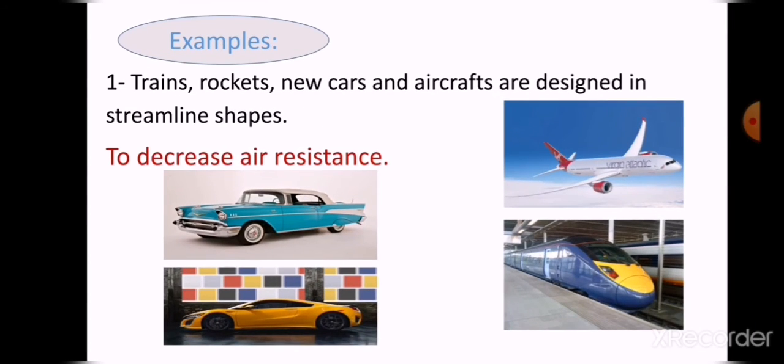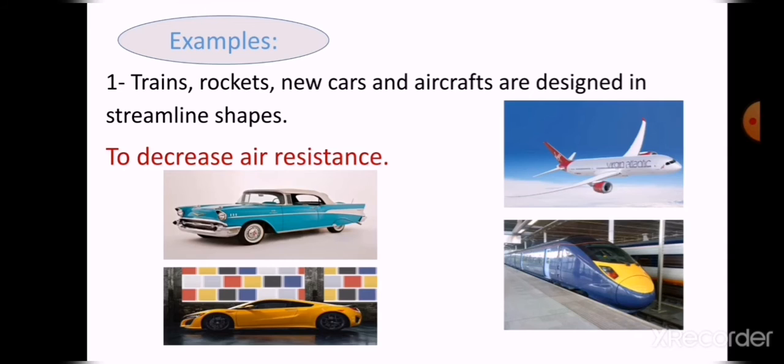Why? To decrease the air resistance. Because by decreasing the surface area of the moving body, the air resistance decreases, so its speed increases. So the modern means of transportation are designed in streamlined shapes to decrease the air resistance.